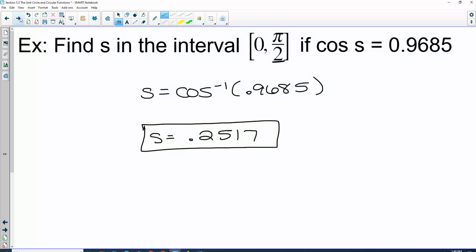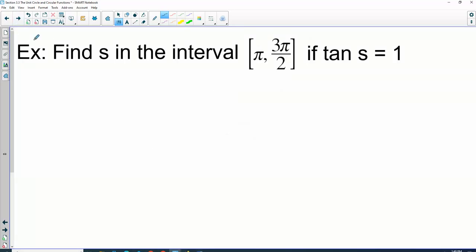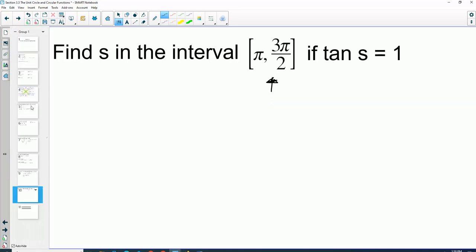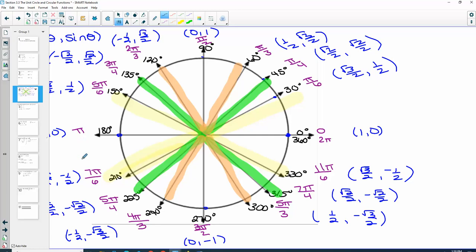Final example. Find S in the interval pi to 3 pi over 2. Now, I just said I would do quadrant 1 if we were using the calculator, so we're not using the calculator for this one. What quadrant is between pi and 3 pi over 2? Think on our circle. Here's pi, here's 3 pi over 2. So that's quadrant 3.